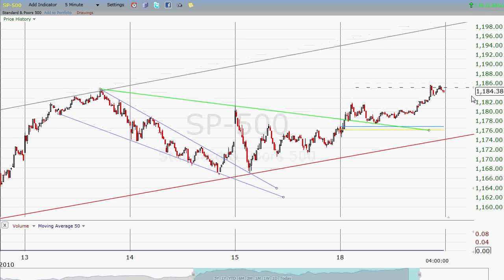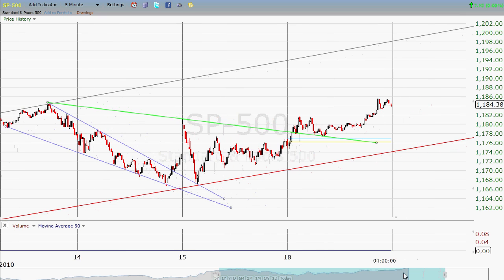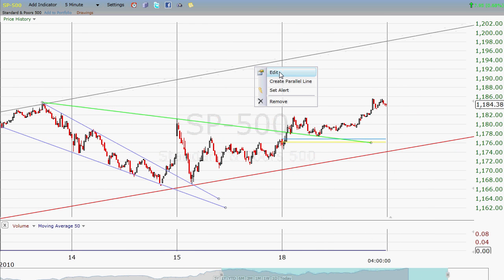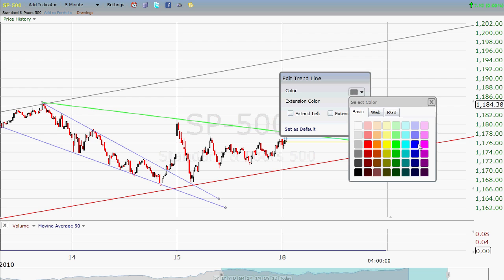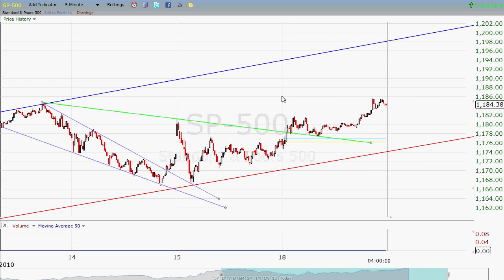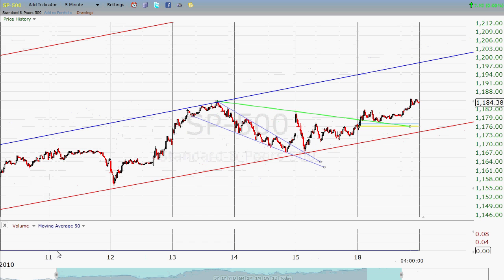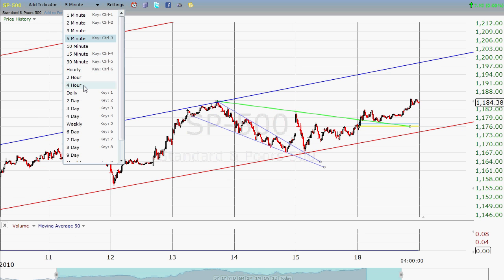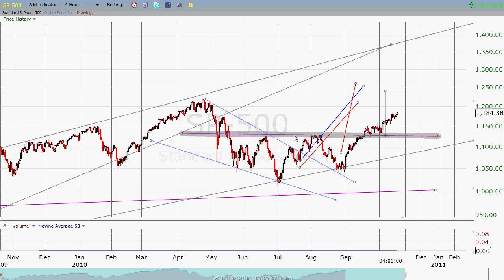In the short term, I think we're going to head for this top line. Let's make it a nice color. In the short term, I think the S&P is going to be heading for 1200. In the midterm, I think we're going to head for that level that is pointed to by this inverse head and shoulders, which is about 1240, possibly 1250. These lines got all wonky when I zoomed out, but anyway, that's kind of where we stand at the end of the day with the S&P 500.